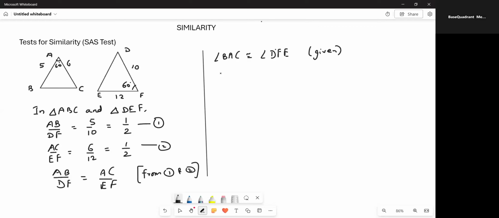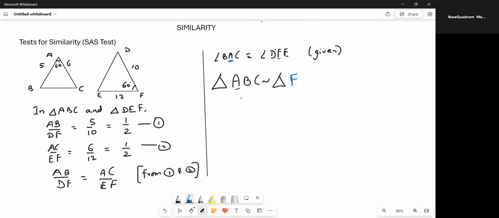Therefore, we can say that triangle ABC and the second triangle are similar. Now, what is the second triangle's name? Always look at the angle first. Look at the angles to get the one-to-one correspondence first. Sides will not directly give you one-to-one correspondence. Angles will give you. So from this, the vertex is A and the vertex is F. So A corresponds with F, which means here A is first. So here F comes first.